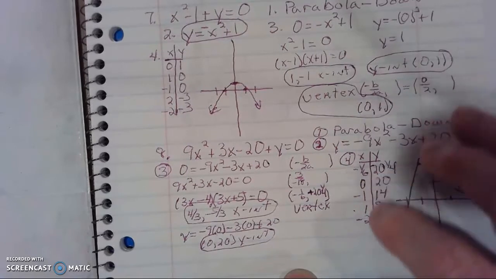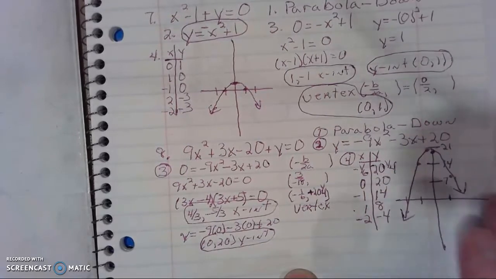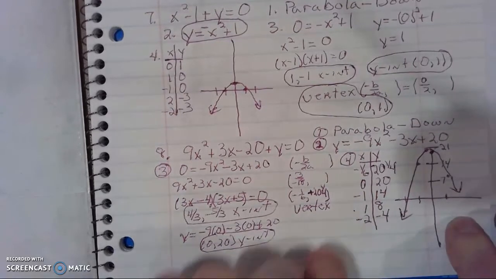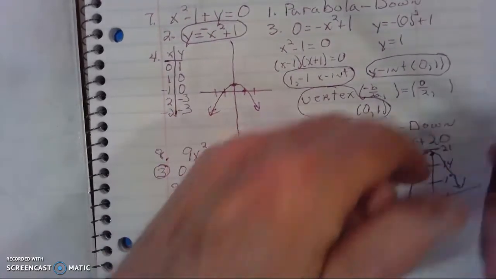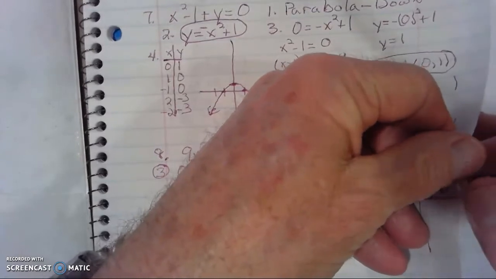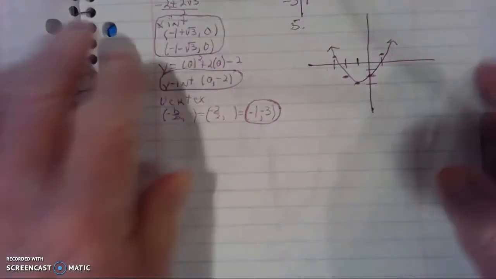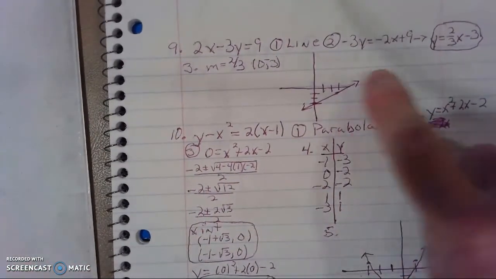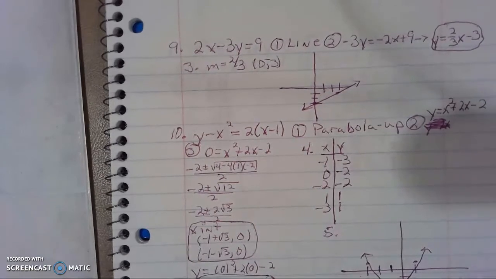Then I didn't use any fractions on the rest of my points. I could have just gone with the calculator. Then here's a rough graph of this. Number 9, 2x minus 3y equals 9. A line. The work is shown there.